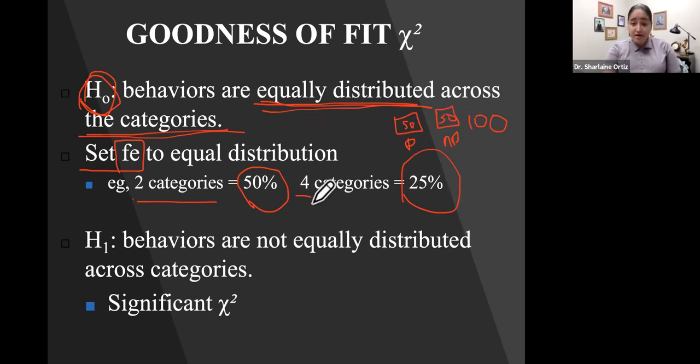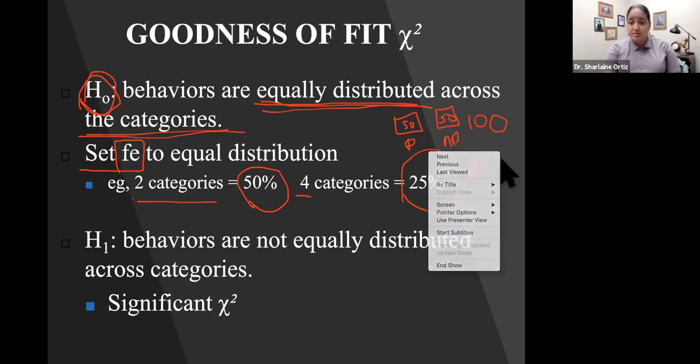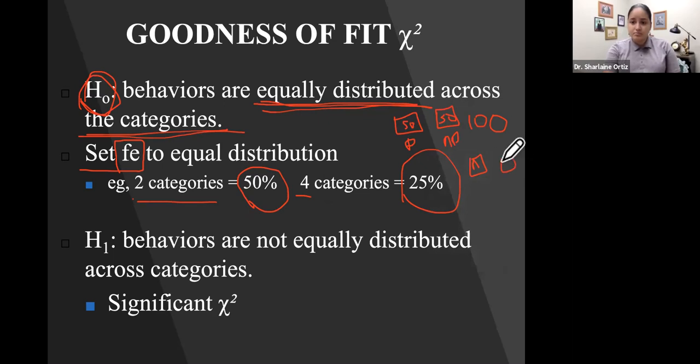However, if I have 4 categories, say A, B, C, and D, now I would expect that about 25% of students are going to be here, 25% of students are going to be in the next category, 25 here, and 25 in the next category.